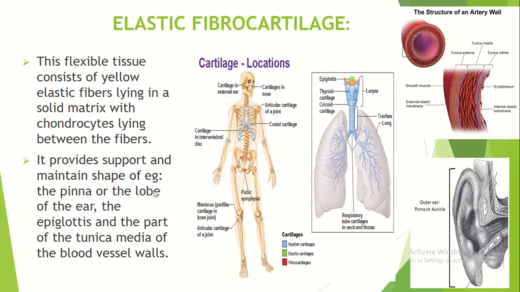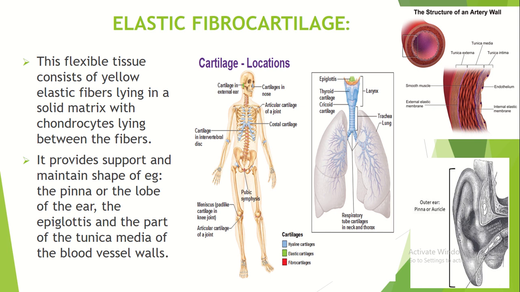For example, the pinna of the ear. This is the pinna. It is present for maintaining its shape. And the epiglottis, that is here, is a flap-like structure which helps in closing the windpipe and the food pipe. So when we are eating, it will close the windpipe, so that the food goes directly into the food pipe. When we are breathing, it will close the food pipe so that we breathe the air directly into the lungs. This is the main purpose of the epiglottis. It's just a flap-like structure.